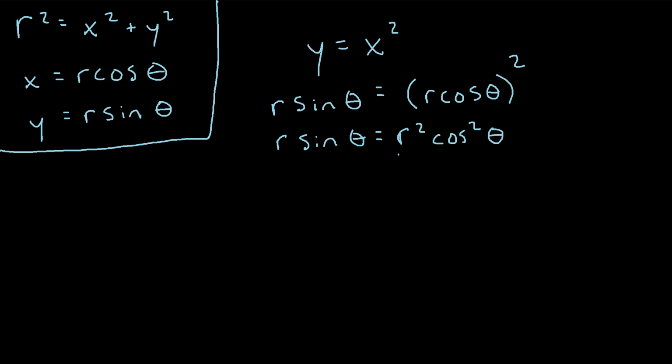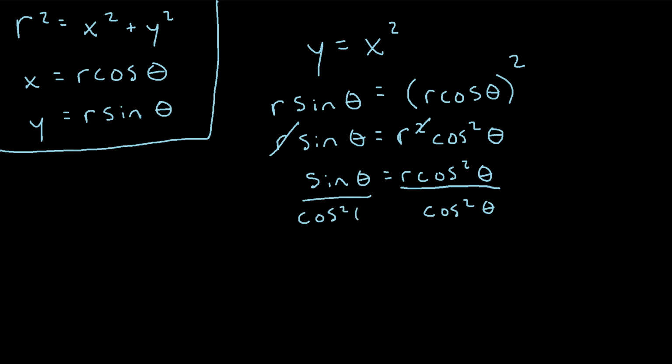And now notice that we have an r squared on this right-hand side and an r on this left-hand side. So what we can do is we can cross out this r and we can cross out the squared, so this just becomes an r. So we're left with the sine of theta is equal to r times cosine squared of theta. And remember, we said we'd like to try to get the r all by itself when we're writing polar form. So to do that, we can divide this right-hand side by the cosine squared of theta, and we'll do the same on the left-hand side. Divide by cosine squared of theta. So what we're left with is r is equal to sine of theta over cosine squared of theta.